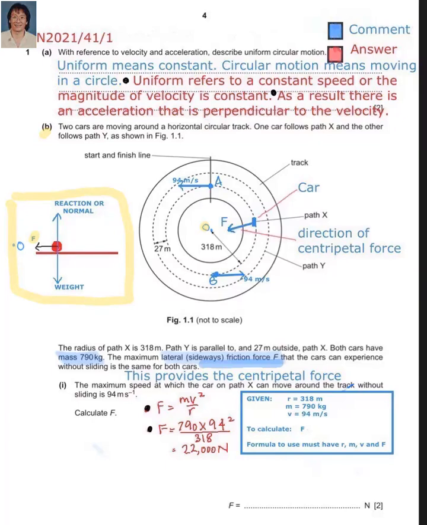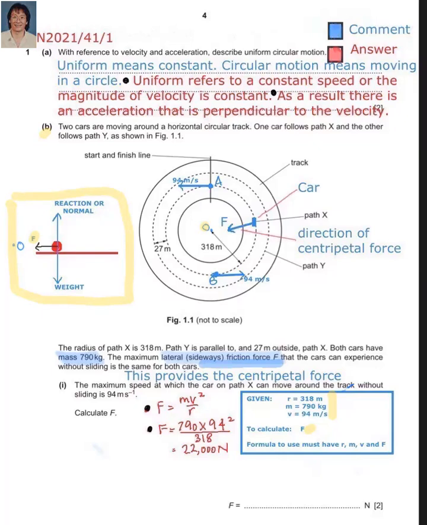And we are given R, M, and V, and we want to calculate F. So the formula that you have to use will have to contain R, M, V, and F. So the formula that we choose is F equals mv squared over R. F is the centripetal force, the frictional force. M is the mass of the car. V squared over R is the centripetal acceleration.